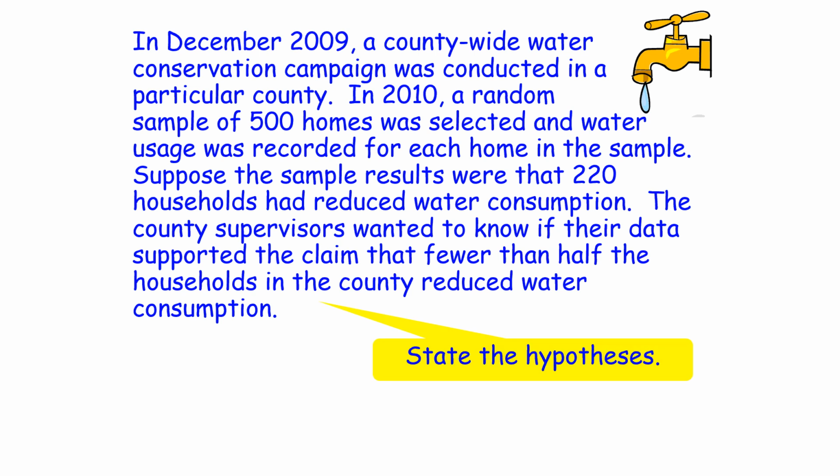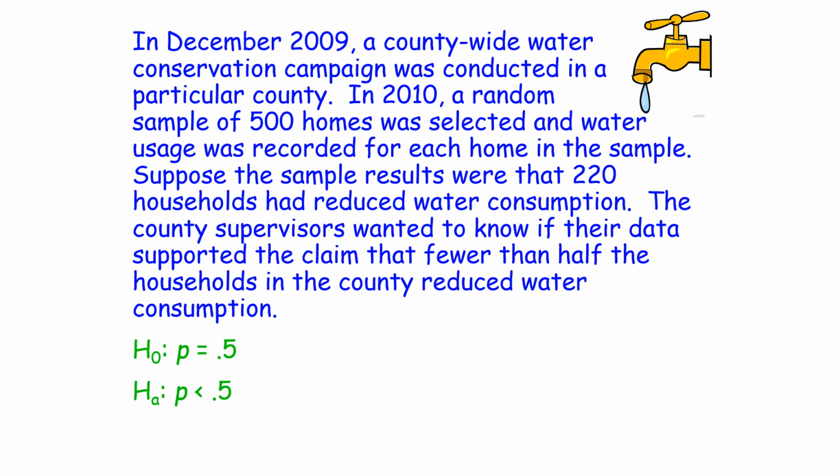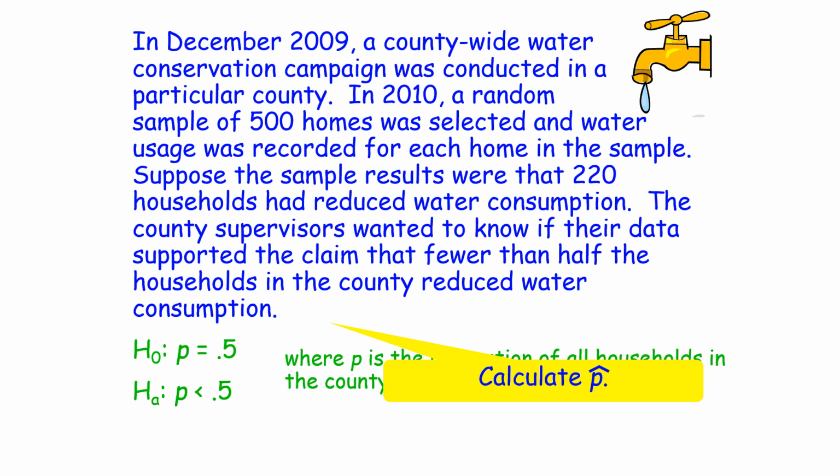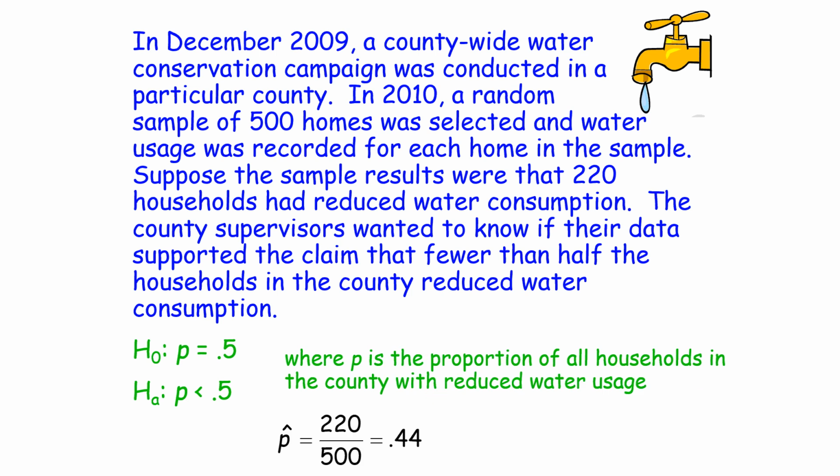So we'll begin by stating our hypotheses. Our null hypothesis is that p is equal to 0.5, and our alternative hypothesis is that p is less than 0.5. And we'll define p as the proportion of all households in the country with reduced water usage. So we're going to calculate our p hat. Our p hat is going to be 0.44. And we're now ready to move on to our next step.